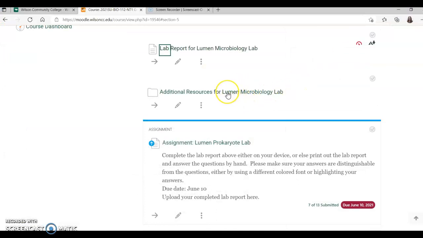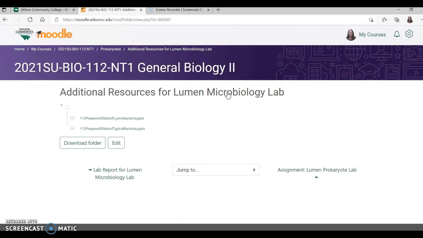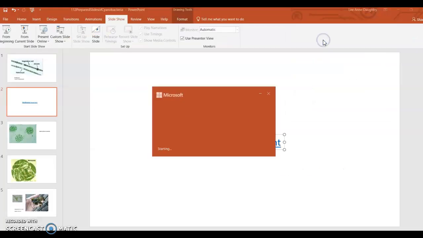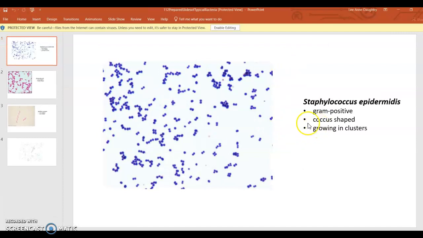You're going to need to go back to that Moodle page and click on additional resources for the Lumen Microbiology Lab. And for the first part, you're going to click on prepared slides of typical bacteria. And there should be 3. This one shows you what Staphylococcus epidermidis looks like under a microscope. Once you have performed a gram stain on it, it's purple, so that means it is gram positive. The bacteria are spherical, or coccus shaped, and they're growing in clusters.